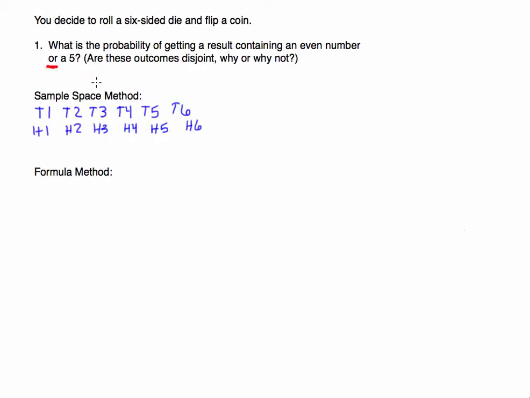When you see that word or, and you think about or statements, think about addition. Think about adding. Or is associated with the addition rule. And we're going to get to the formula for the addition rule. But the first thing we want to consider before we move on to actually calculating it two different ways is whether or not these two outcomes, getting an even number and getting a 5, are they disjoint?